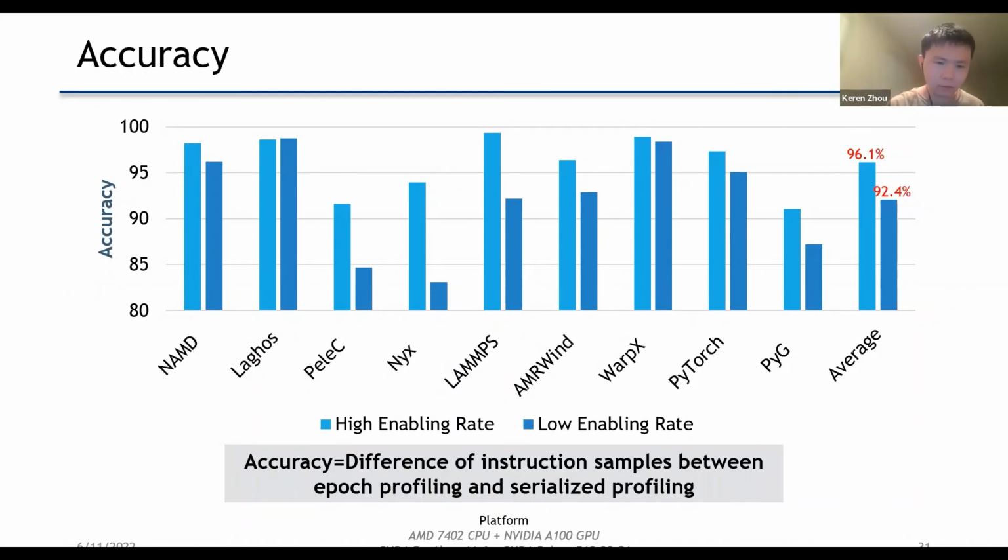We measure our tool's fine-grained instruction profiling accuracy by calculating the difference of instruction samples between Epoch profiling and the serialized profiling. We assume the serialized profiling always renders the correct result. We can see that with the low enablement rate, sometimes our tool's accuracy can go below 85%, but with high enablement rate, our tool's accuracy is always above 90%, and it is on average 96% among all the benchmarks we have tested.